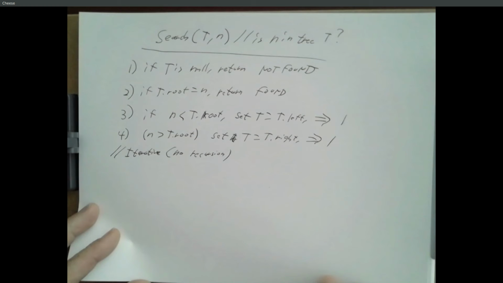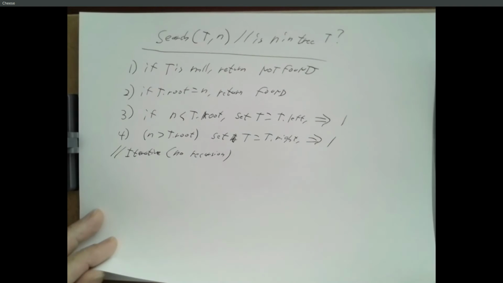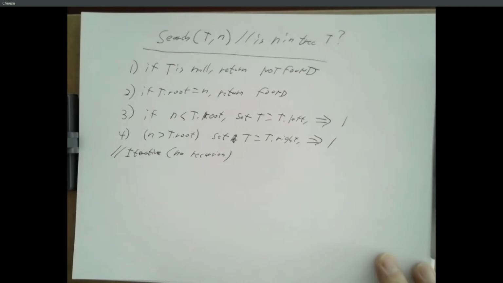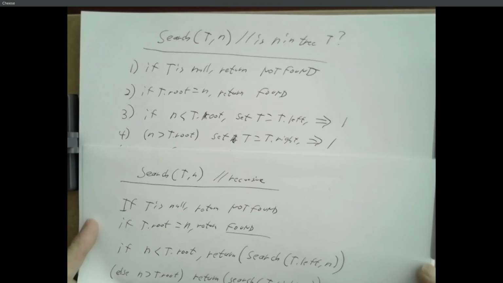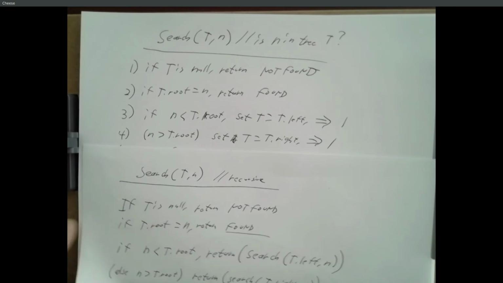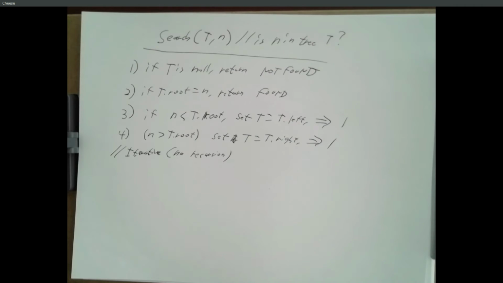So this was our iterative version of search. And it looks a lot like the recursive version, right? Instead of going back to step one, we just make a call to search. Traversal is a different story.